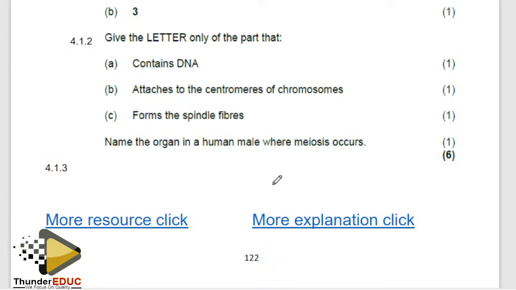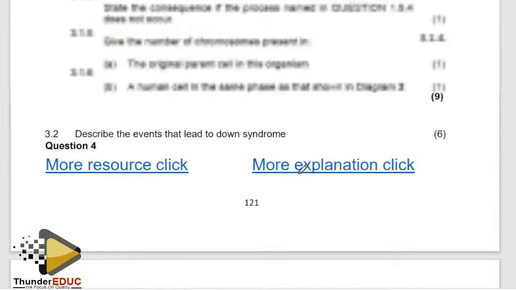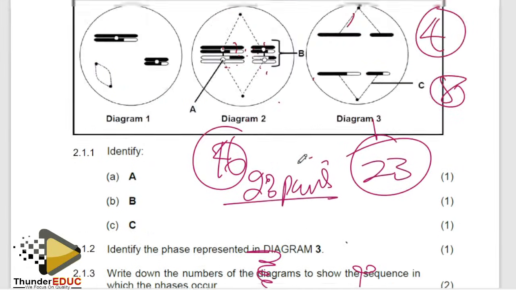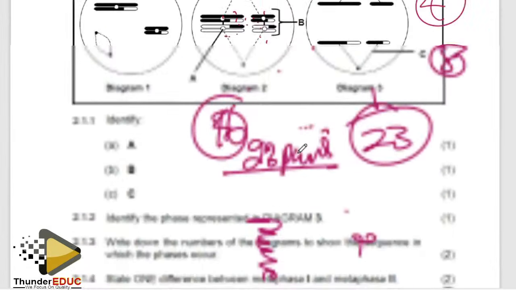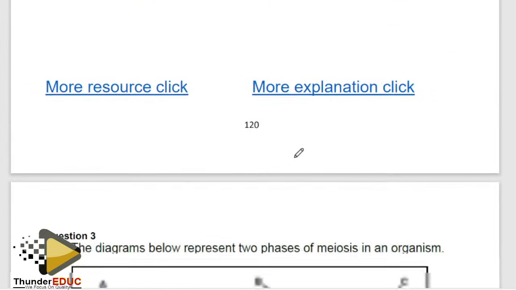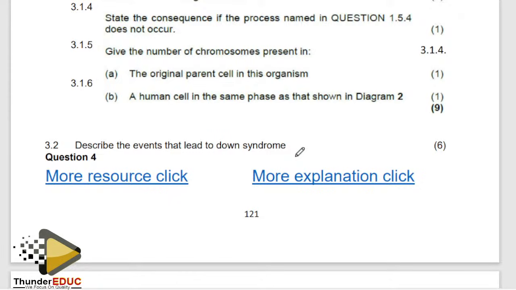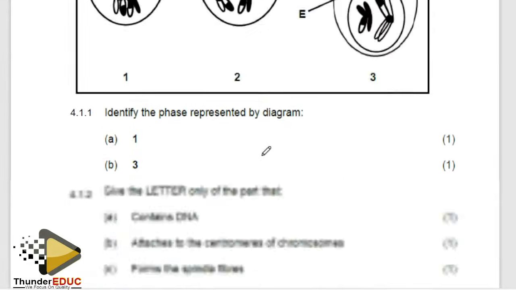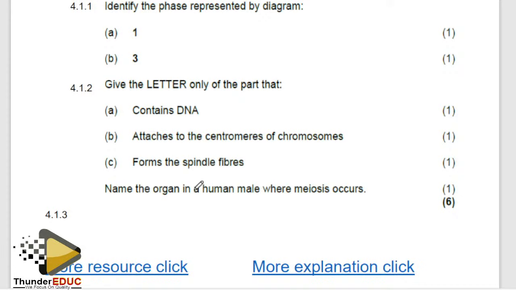Number 3, let me check here. I hope that question is here. Metaphase 1 and prophase 1, those ones you can do. Okay. Describe 2 ways in which this is Down syndrome. Yes, we have answered that one. Name the organ in female where meiosis occurs. Meiosis occurs in the testes in the case of male, and in the female it occurs in the ovary to produce ovum. But there is something where students fail.